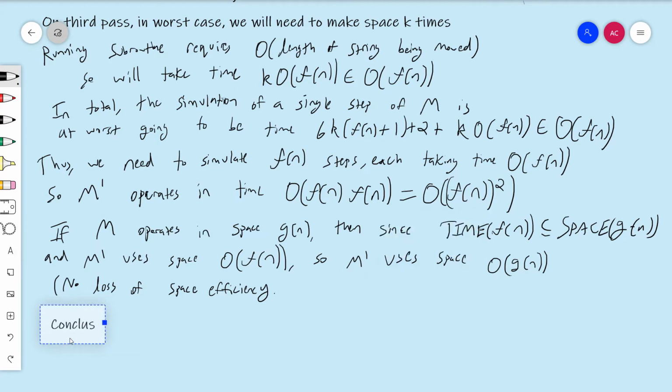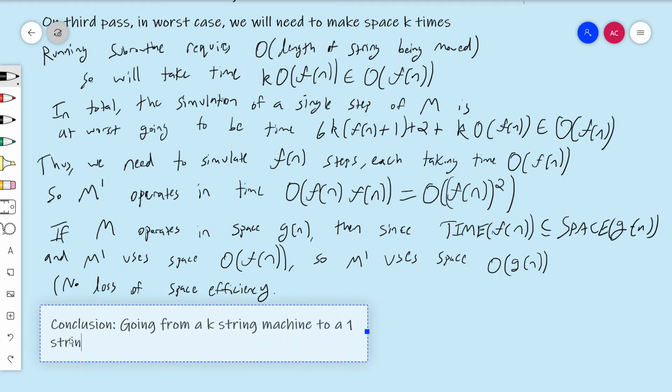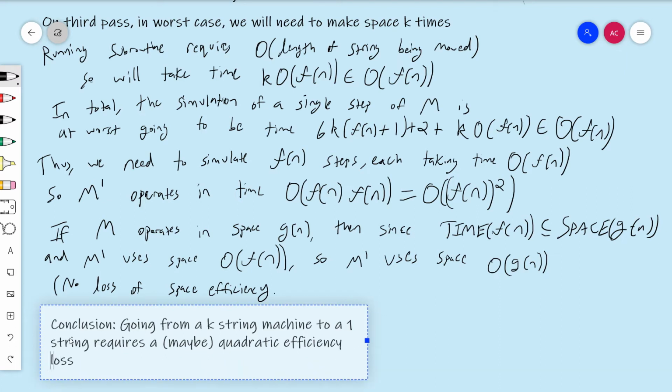So conclusion, there's several things to say. Extra strings, going from a k-string machine to a one-string machine requires a maybe, we don't know yet, quadratic time efficiency loss, but no space efficiency loss.